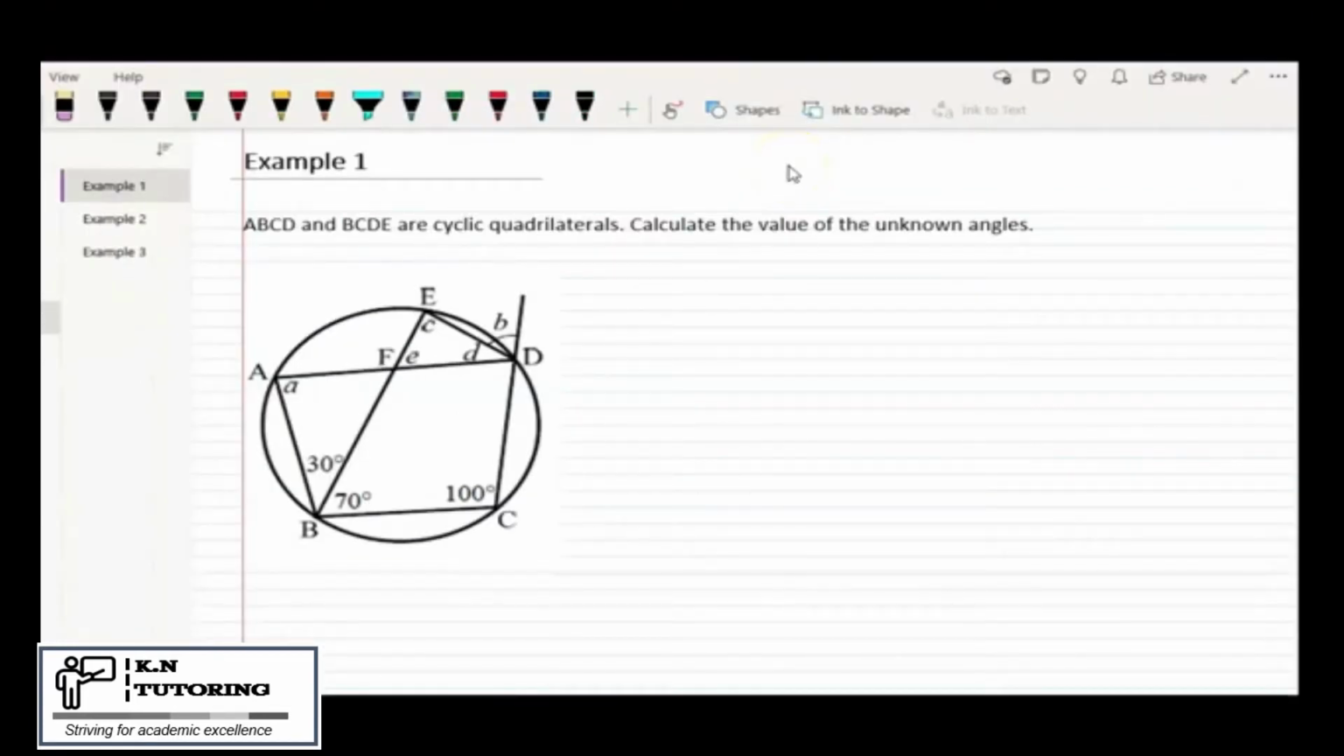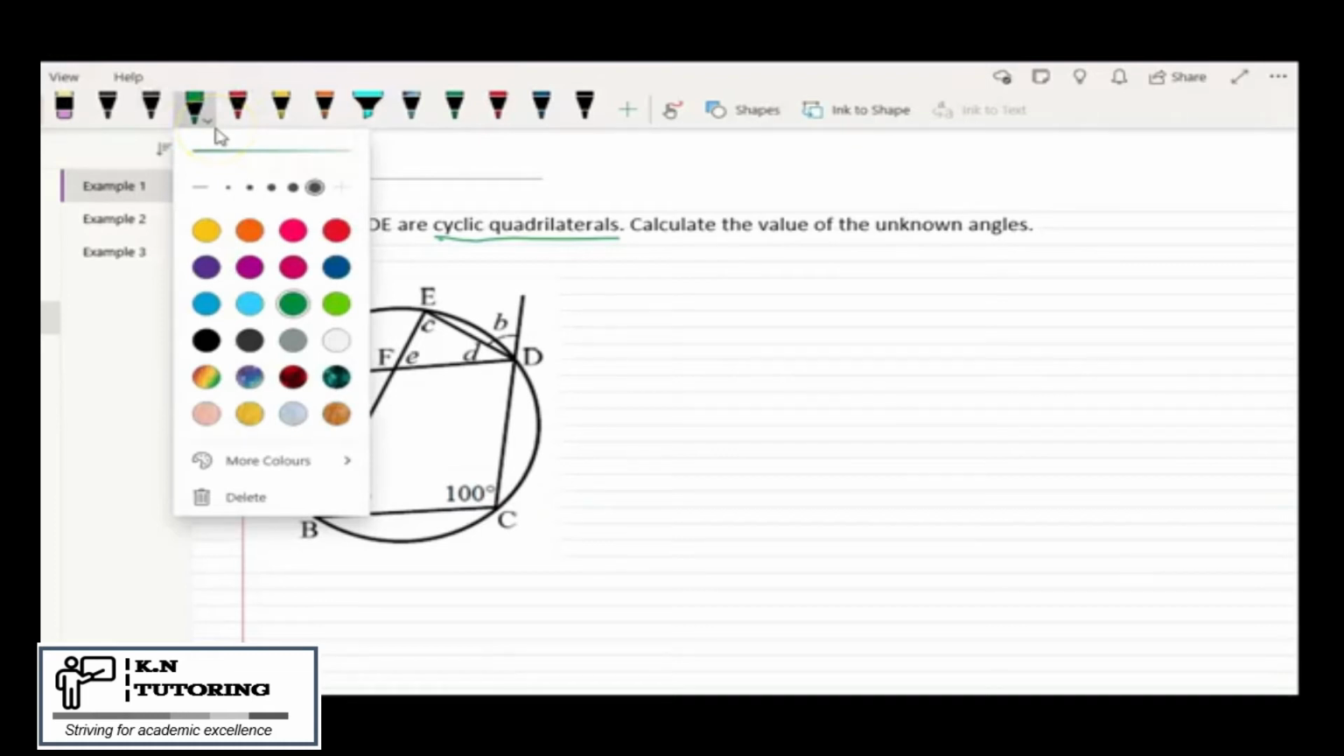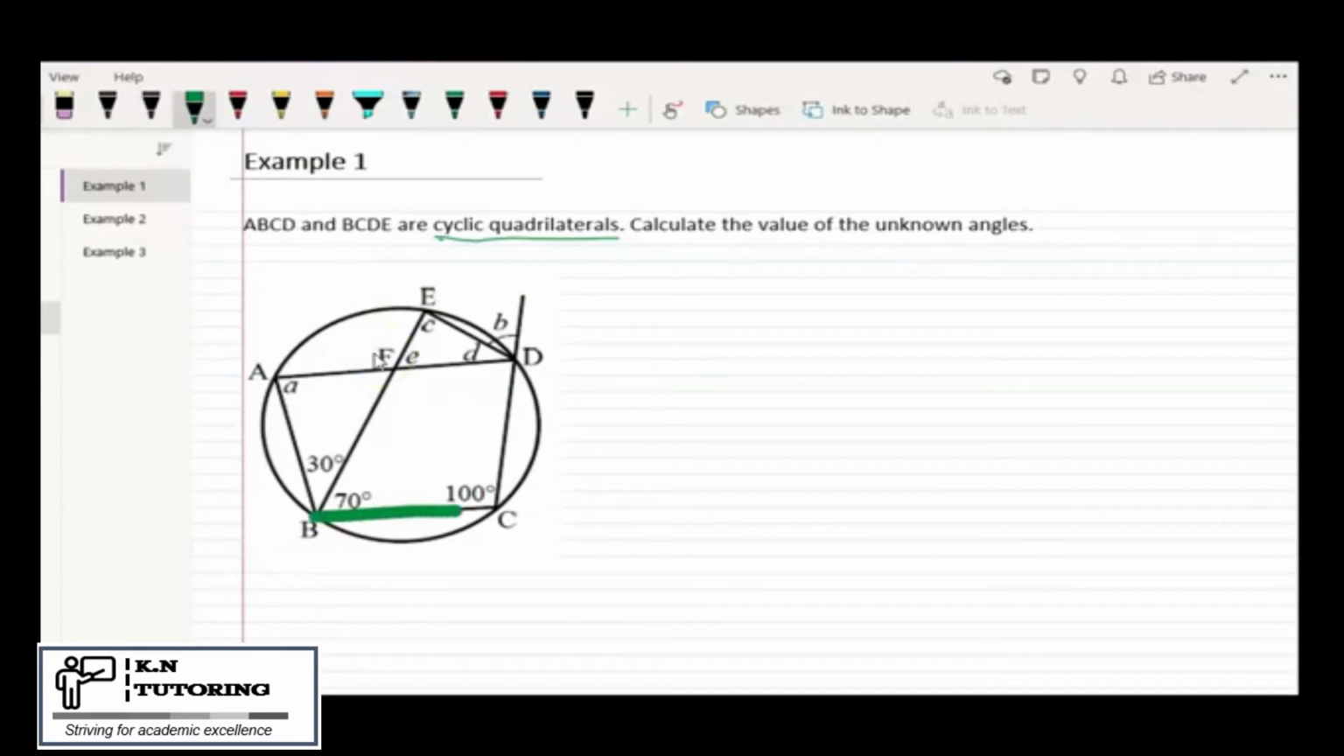Example 1 reads as follows. The problem statement says ABCD and BCDE are cyclic quadrilaterals. So here they are telling us we've got 2 cyclic quads in one diagram. Calculate the value of the unknown angles. I'm going to start by marking off my cyclic quadrilaterals. Let's see if we can get a quick cyclic pen. So we've got one cyclic there.